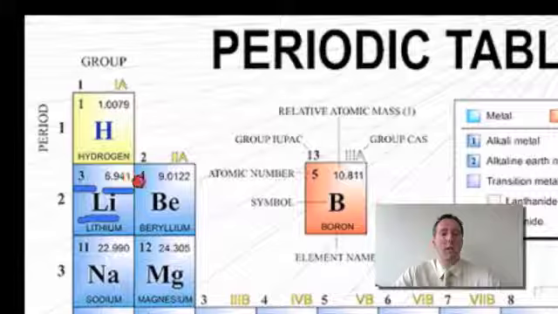Another example here is beryllium, so an atomic number of 4, so it's got 4 protons. Relative atomic mass of 9.0122, but rounding that to the nearest whole number, a mass number of 9. So in fact, beryllium's got 4 protons, it's got 9 protons and neutrons, so it's in fact got 5 neutrons altogether.